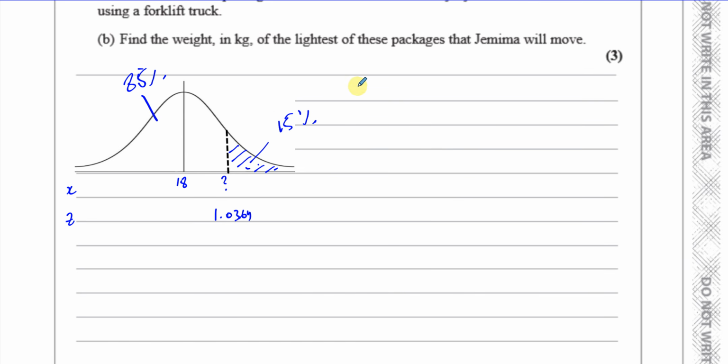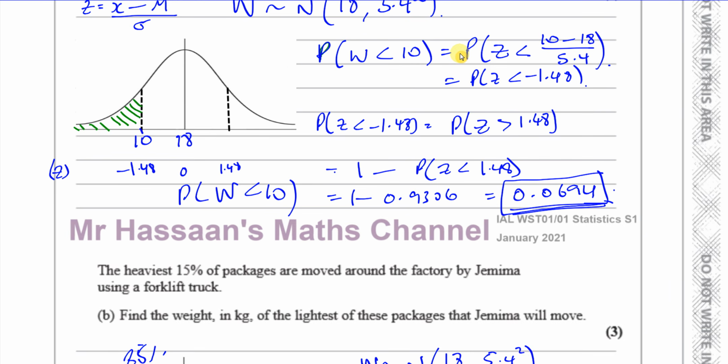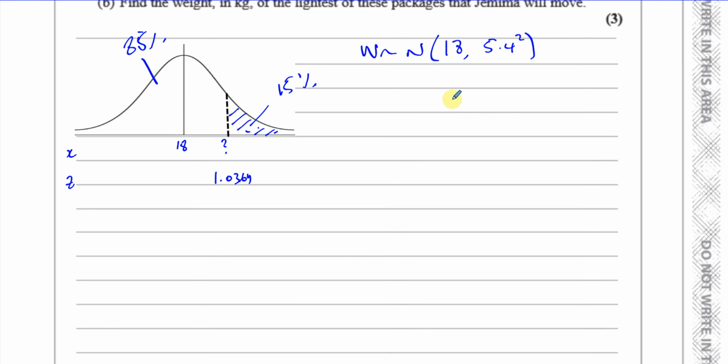All right? So I know that the weights were normally distributed with a mean of 18 and a standard deviation of 5.4, or you can say variance of 5.4 squared. Was that correct? Yes, it was. So I also know that to standardize the score, the Z value, which is the number of standard deviations above or below the mean, is equal to X minus the mean over the standard deviation.